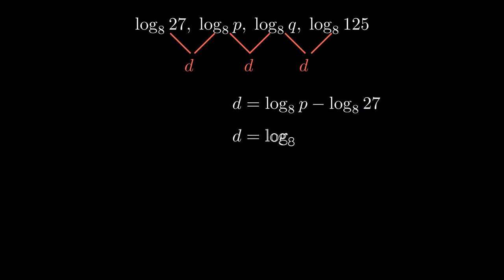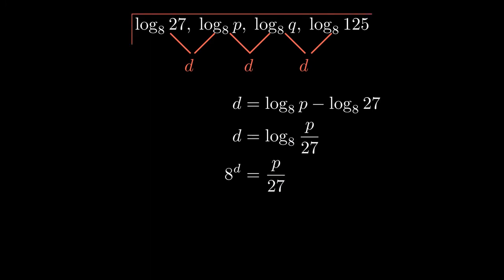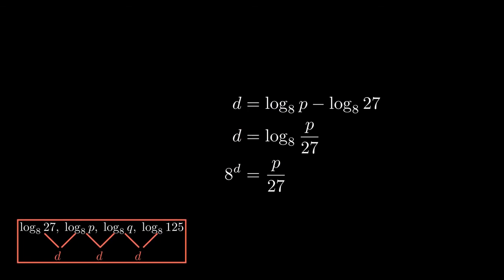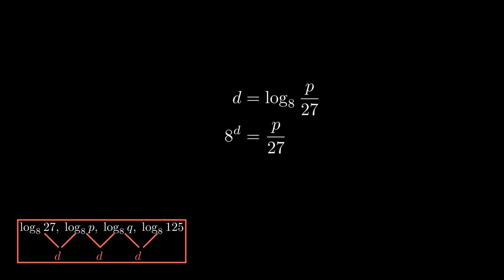I'm going to use the log rule for subtraction. Then I'm going to write this in exponential form. So you want to be good at moving back and forth between log functions and exponential functions. So what I'm doing here is I take the base, I put it up front, the power is D, and the answer is P over 27. Okay, let's move that sequence down there.